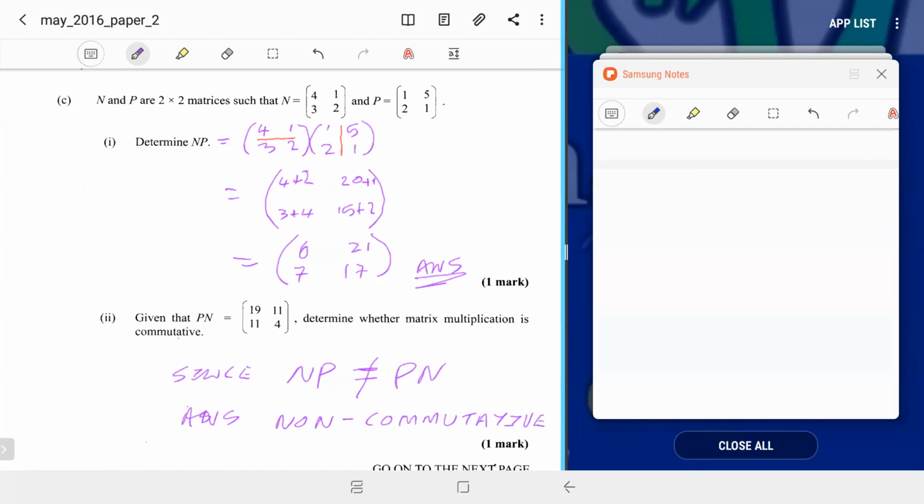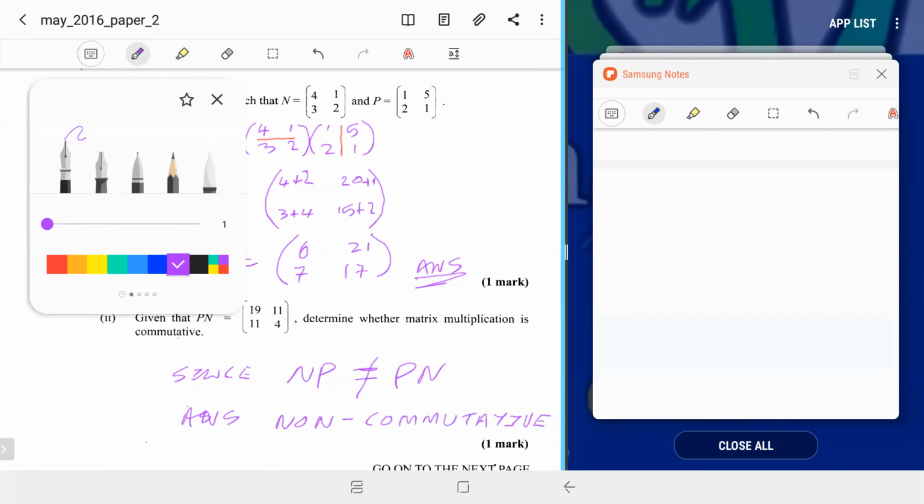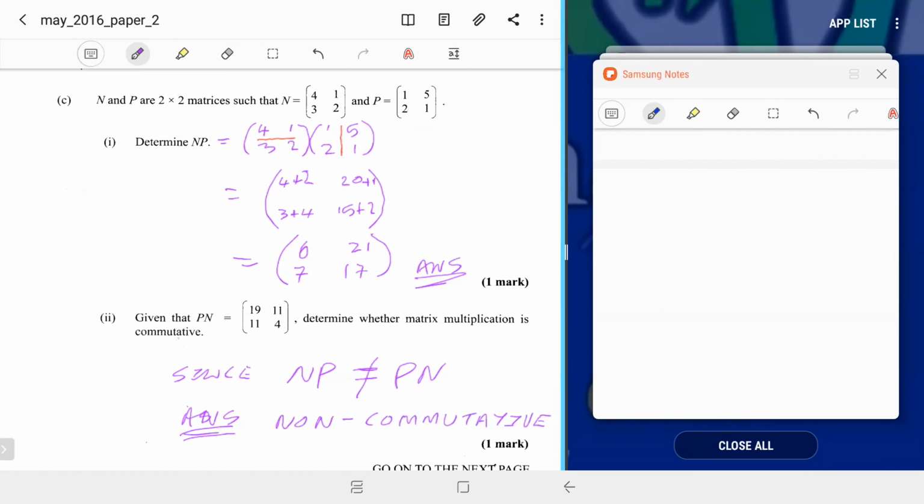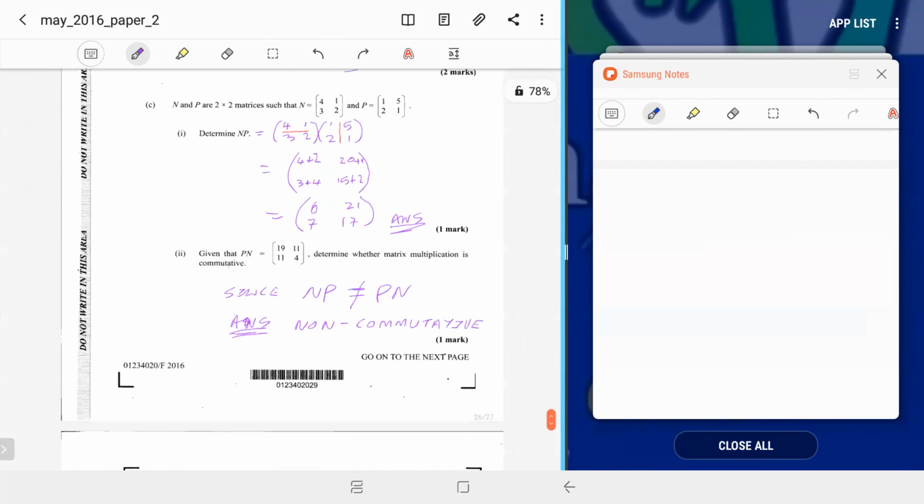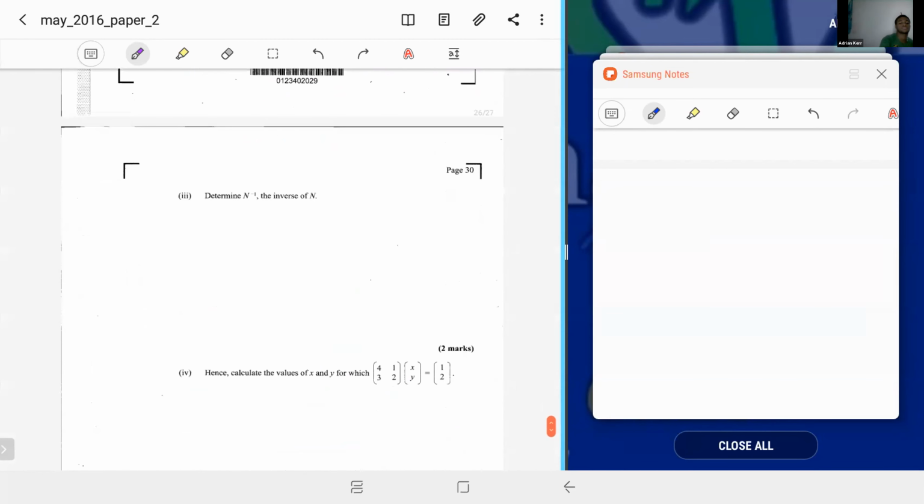If I write it out and say, since NP is not equal to PN, matrix multiplication is non-commutative, the answer is that it is non-commutative. I just write it like that. Once they see you write non-commutative, they'll give you the marks. All right? Since NP is not equal to PN, the answer is that it is non-commutative. So far, so good? Very good? Next part down here.